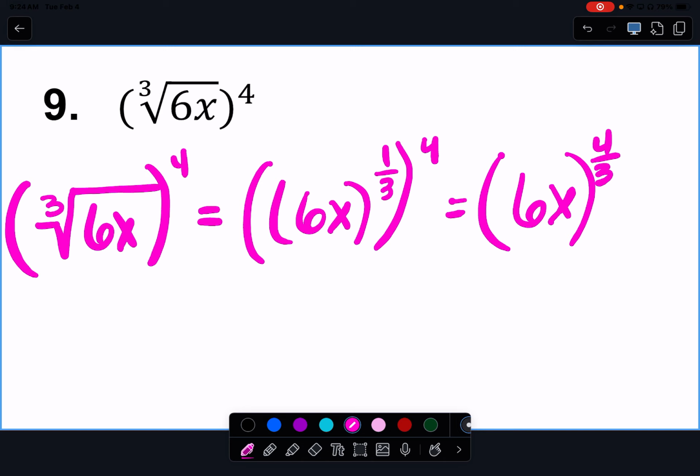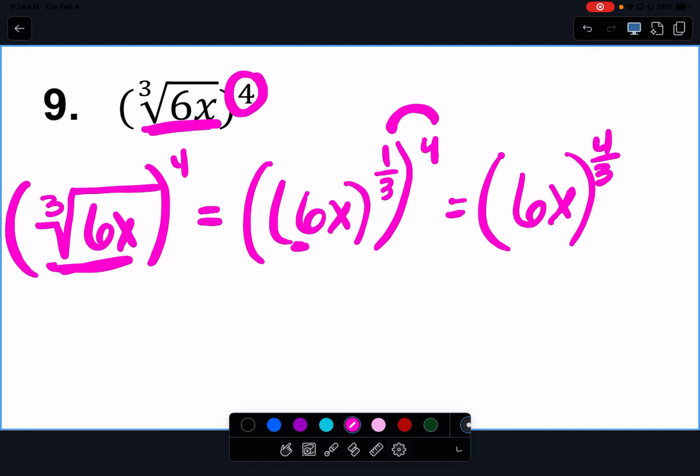So we got the 4 because this is out here, right? And so we just multiply that by that. When we evaluate the cube root of 6x, you literally just get rid of the radical and put 4/3, because you just use your exponent rule. When you raise a power to a power, you multiply. So you just say 4 times 1/3, which gives us 4/3.